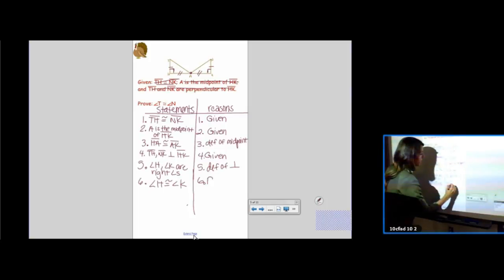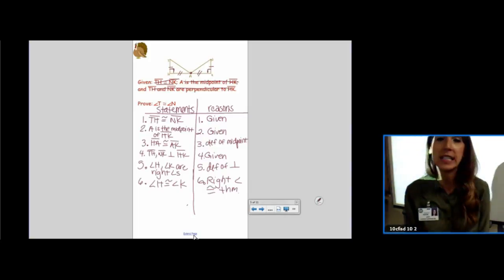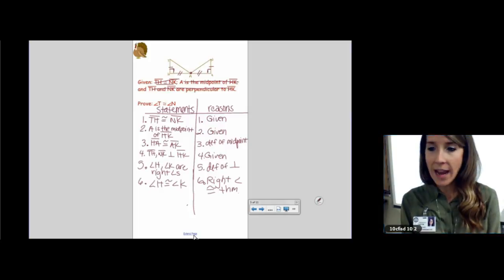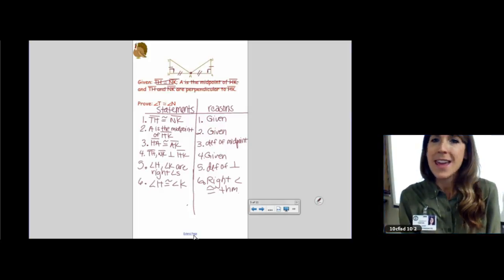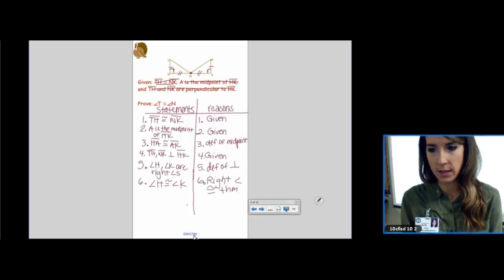And this is one of the ones you had to memorize. This was not old news. This was new to us this unit. I had never said that theorem before. Right angle congruence theorem. If two angles are right angles, then they are congruent. That's what that theorem is. So that was one of the ones you needed to memorize.